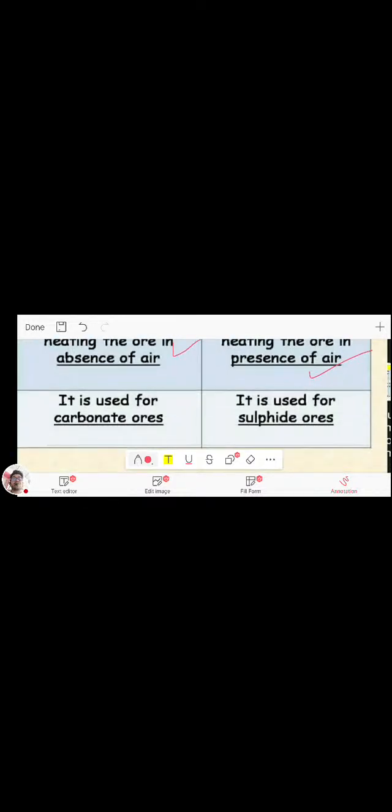So calcination is done for carbonate ore. You can remember: calcination C, carbonate ore C. Roasting is done for sulfide ores.